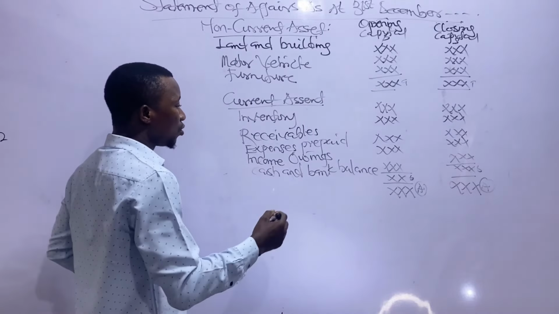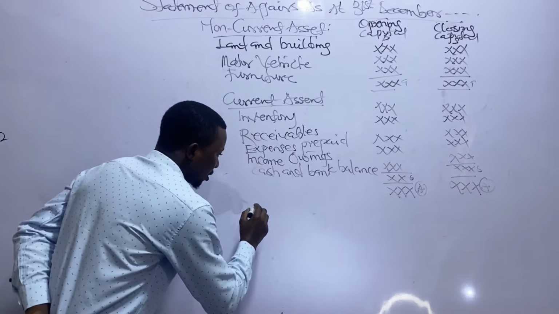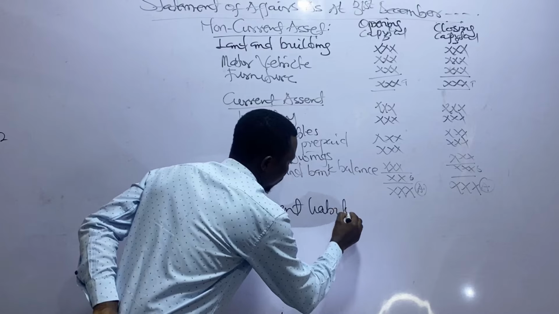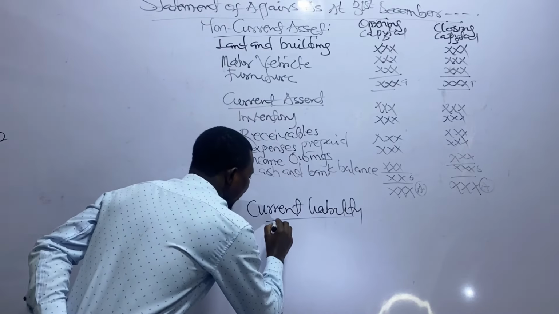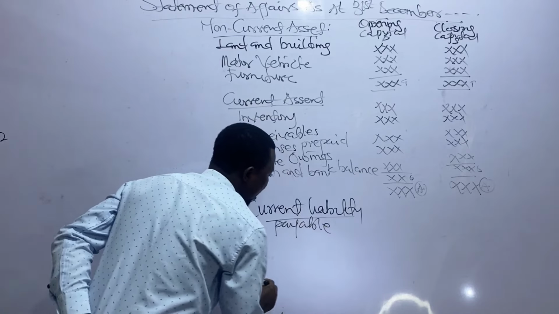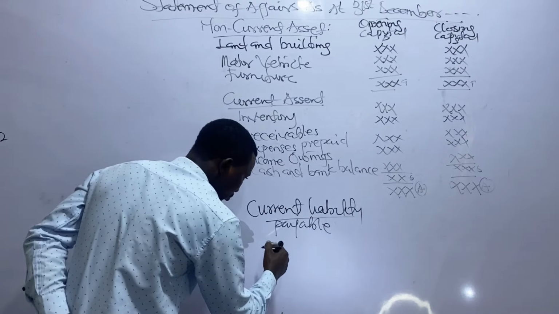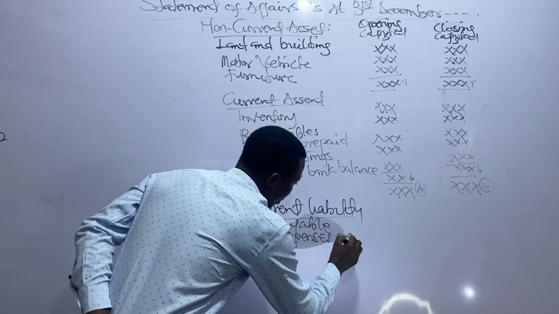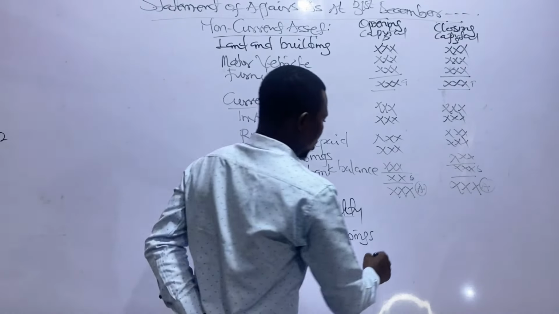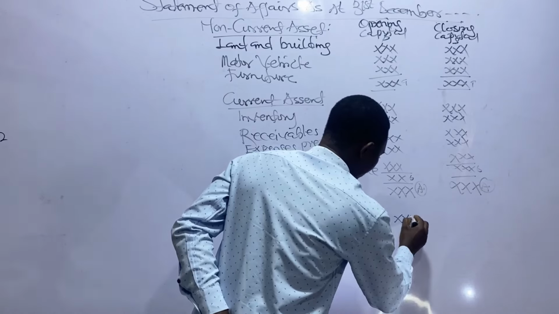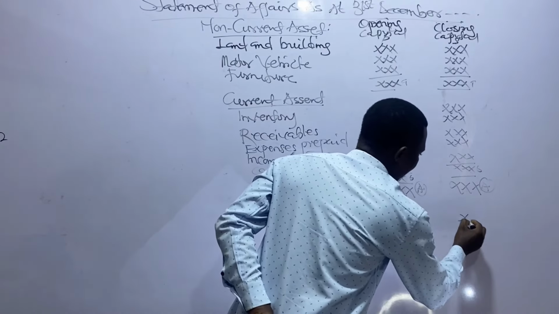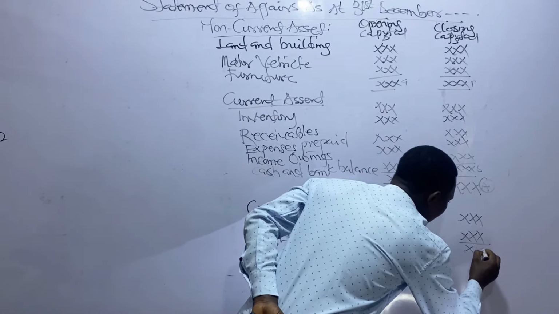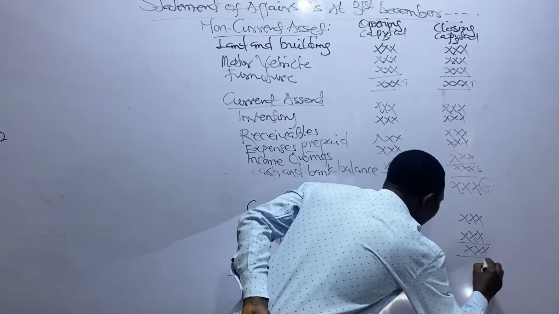Now let's look at the liability. So we can bring the current liabilities. With the current liability, let's say we have payables. Then let's say we have expenses owings. You can bring income prepaid as well. So we bring the two here. This is the opening and this is the closing. So let's say this is all the current liability.